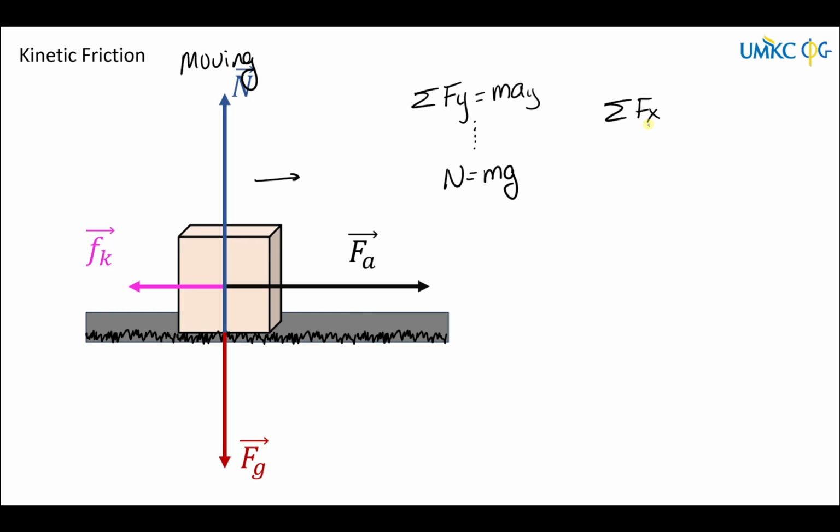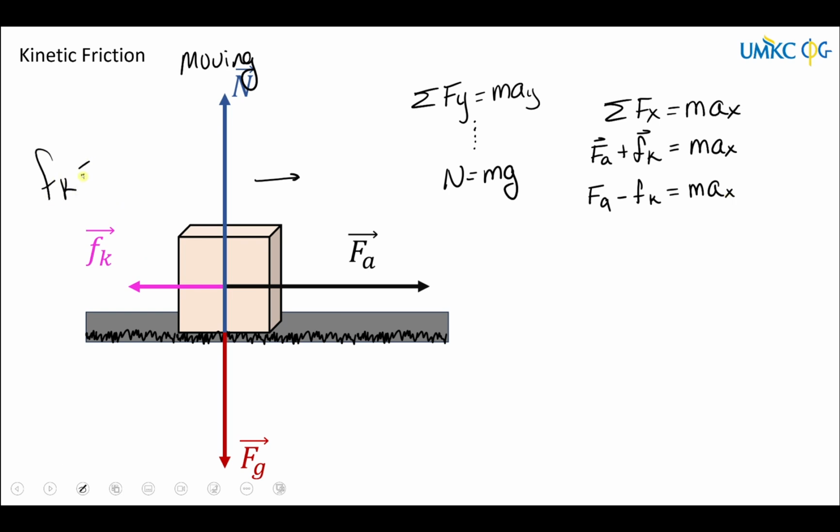So my summation of forces in the x direction is going to be equal to mass times acceleration in the x direction. What forces do I have here? Well, I have this applied force, and I now have a force of kinetic friction. And because I have kinetic friction, I know this object is going to be in motion. It is going to have some sort of acceleration. I can now incorporate directionality. So I have my force applied minus my force of kinetic friction is equal to mass times acceleration in the x direction. And my force of kinetic friction is equal to mu sub k times my normal force.